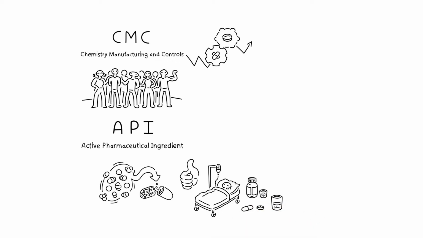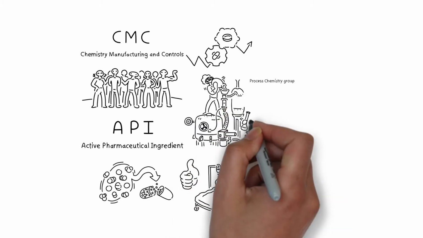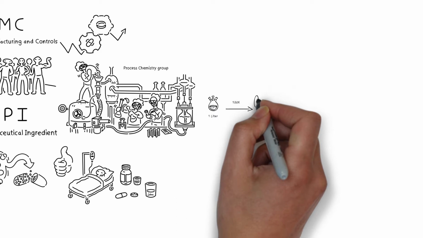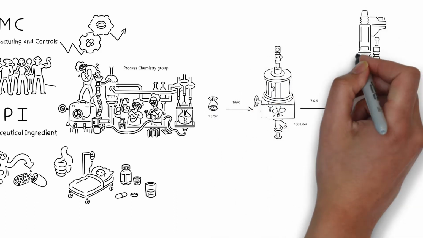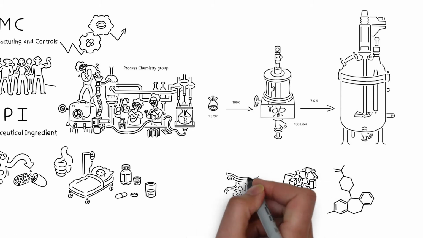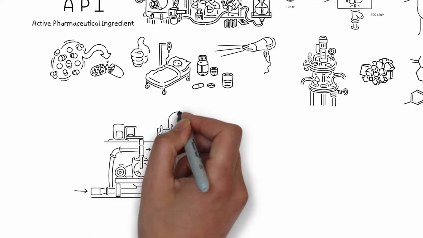Making drug product begins in the process chemistry group, where we manufacture API from starting materials through a series of chemical reactions or transformations, scaling up from grams to kilograms using reactors and filters to yield crude API. Crude API is finally converted to pure API through a process of crystallization, filtration, drying, and milling.